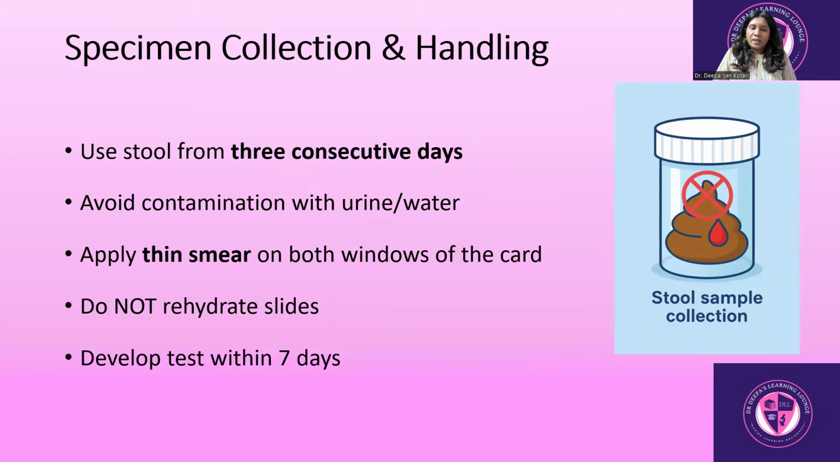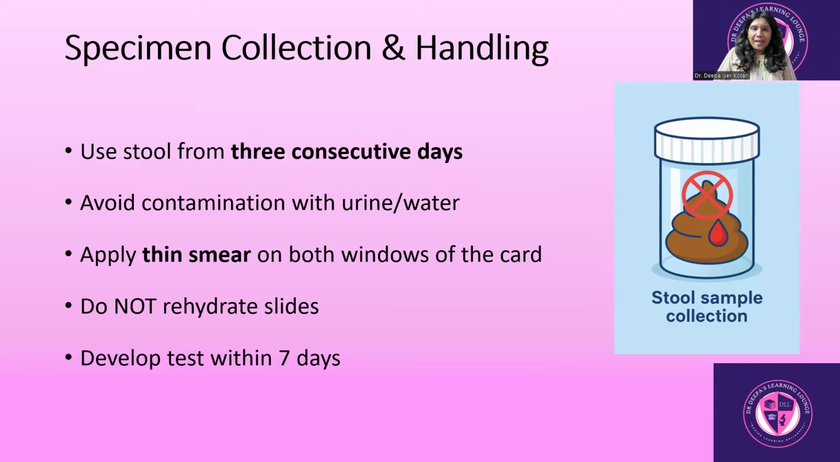So collecting samples is also very important. Samples have to be collected thrice for diagnostic accuracy for stool for occult blood. So 3 different days you have to test it before calling it negative. Another very important thing is to avoid contamination with urine or water, and it has to be only the stool sample that is collected with precaution.